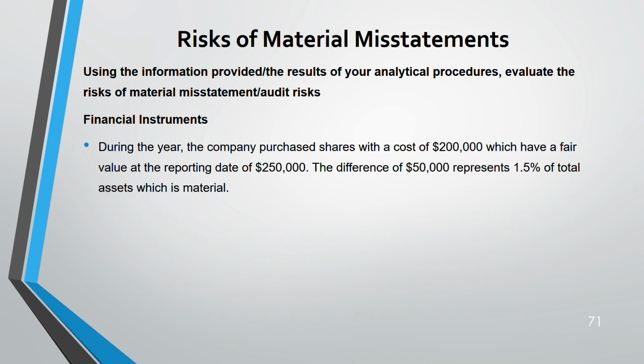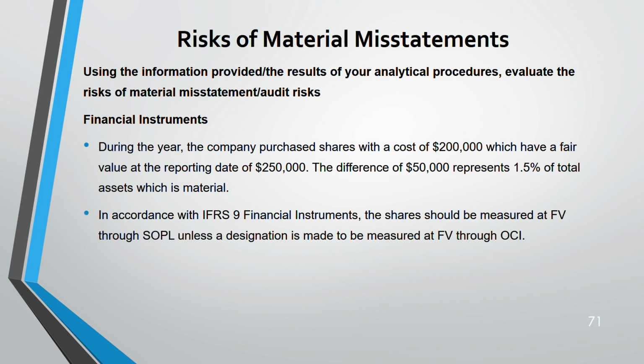Financial instrument. During the year, let's say the company purchased shares at a cost of 200,000, but the fair value is 250,000. You see the difference, 50,000. Okay, and if you take the difference, you see of your total assets, this represents 1.5%, which is material. So according to IFRS 9, because these are shares, you could either measure this at fair value through other comprehensive income or fair value through profit and loss. Let's say this is at fair value through profit and loss only.